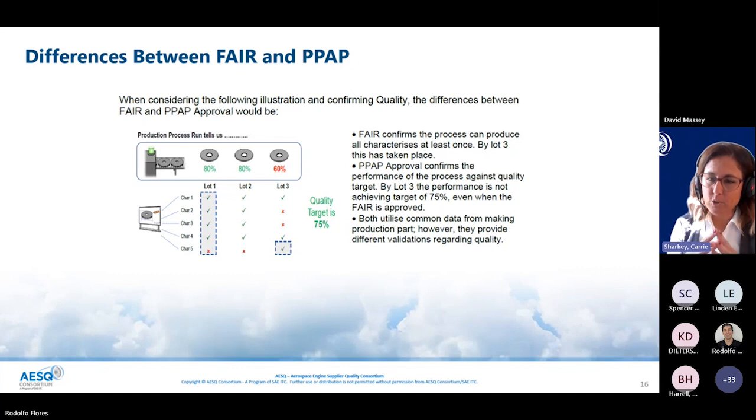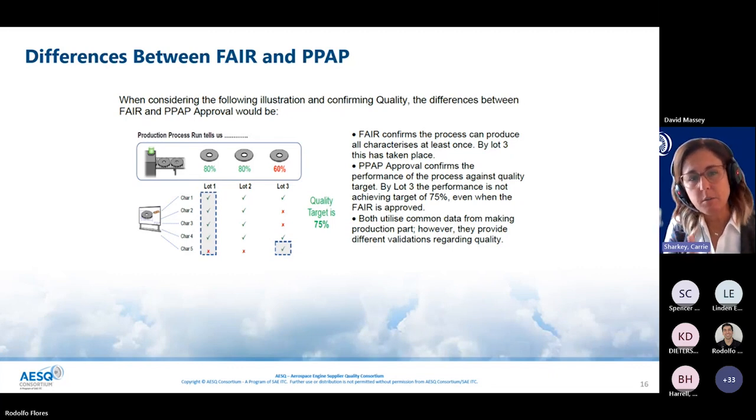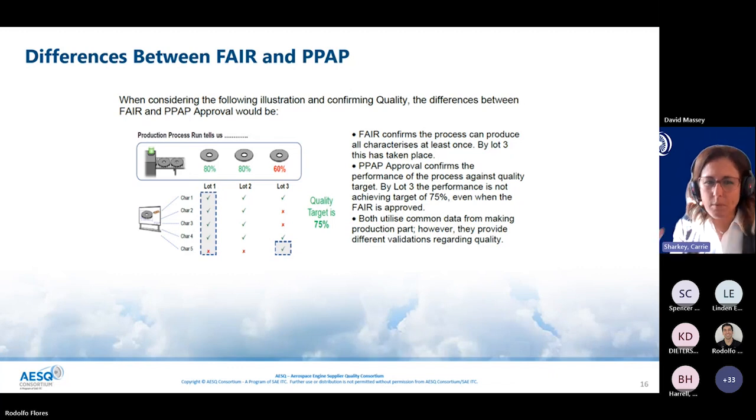And remember, for PPAP, you're looking at multiple parts. That's that production process run that I was talking about. So your FAIR is kind of like your first piece, and okay, I've got to do a change, and that would be my first piece that I'm going to do my FAIR on. But for PPAP, we're looking at it across multiple parts, multiple characteristics. We're kind of looking at the picture as a whole. So from a FAIR perspective, like we said on the previous slide, we look good. We can make each one of the characteristics good at least once. So we're okay from a FAIR perspective. But then from a PPAP perspective, we're like, yeah, but overall, we haven't really met our quality target of 75%.